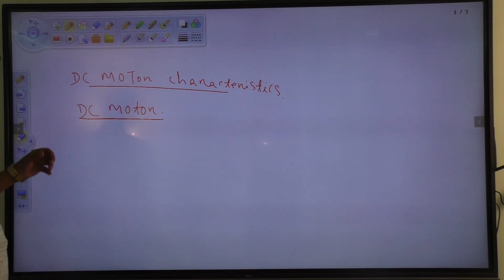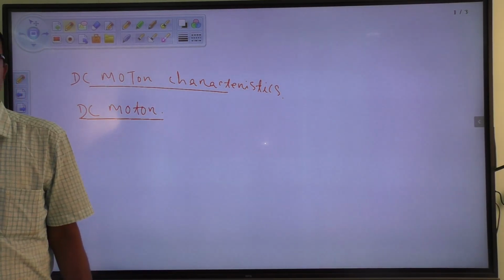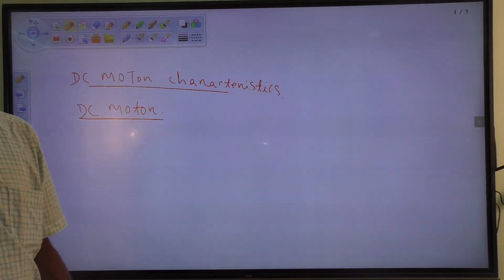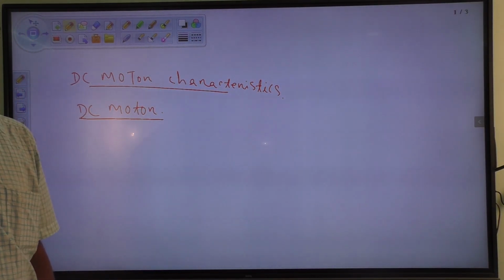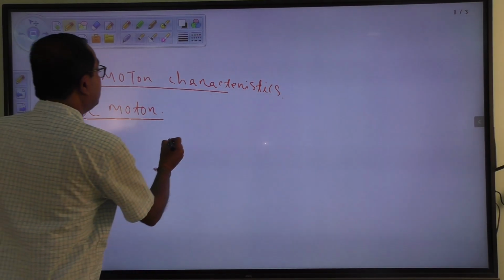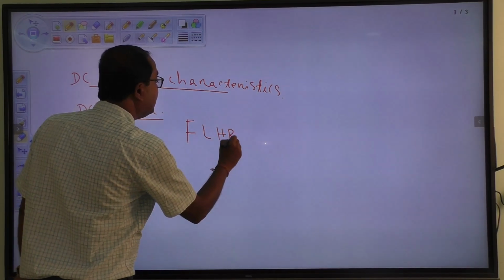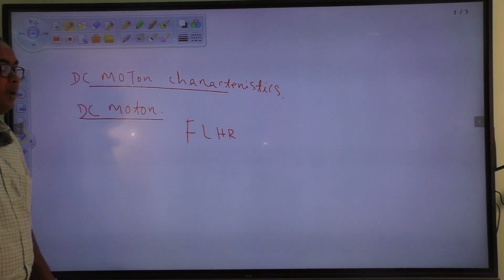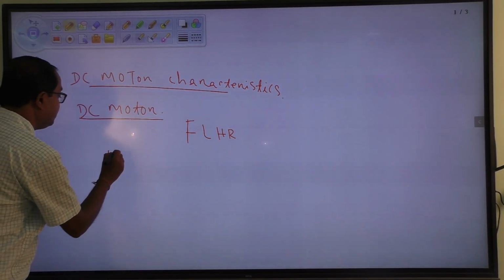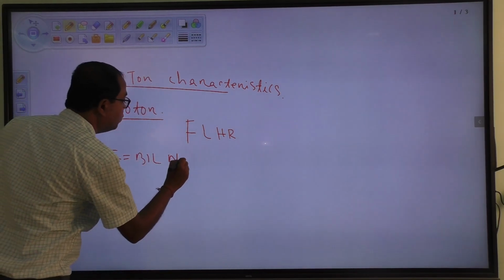Then on which principle does a DC motor work? It is based on the principle that when a current carrying conductor is placed in a magnetic field, it experiences a mechanical force whose direction is given by Fleming's left hand rule, and whose magnitude is given by F = BIL Newton.